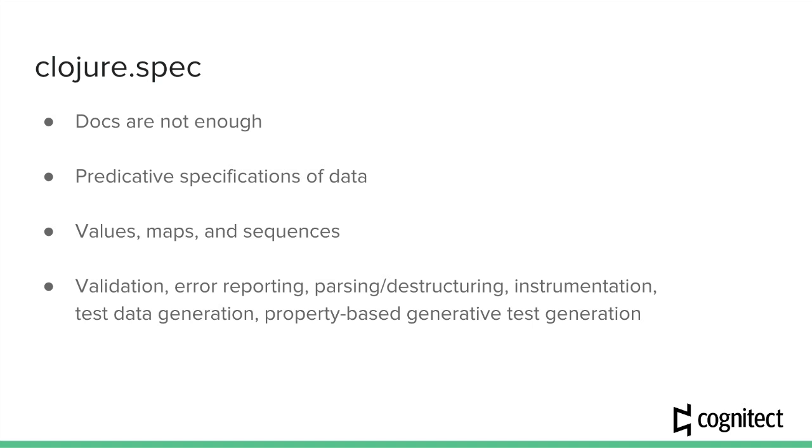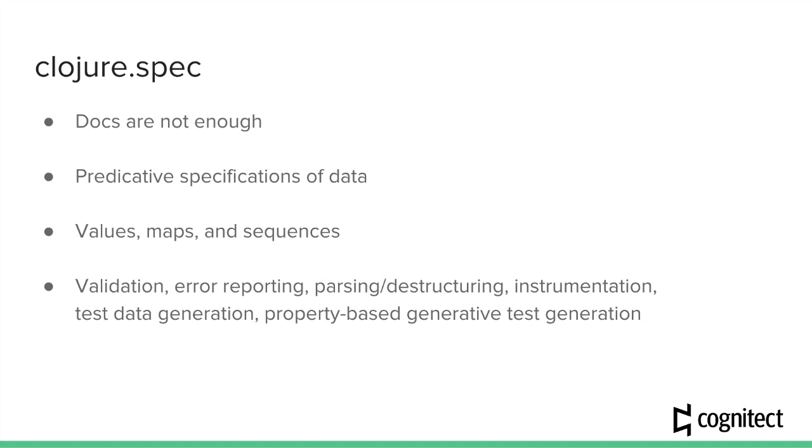So these are predicate-oriented specifications of the data themselves. And that's an important bullet because Clojure programs themselves are also data, right? So if we can specify just data, we can specify anything about Clojure. We're talking about values, maps, and sequences. Largely, that's what Clojure spec operates on. You can use it for validation, error reporting, parsing and destructuring, instrumentation, test data generation, property-based generative test generation, and so on. This is the tooling that we've been building up around Clojure spec.